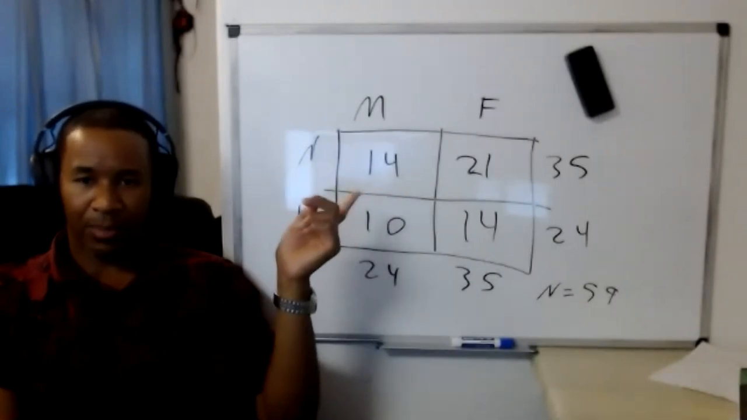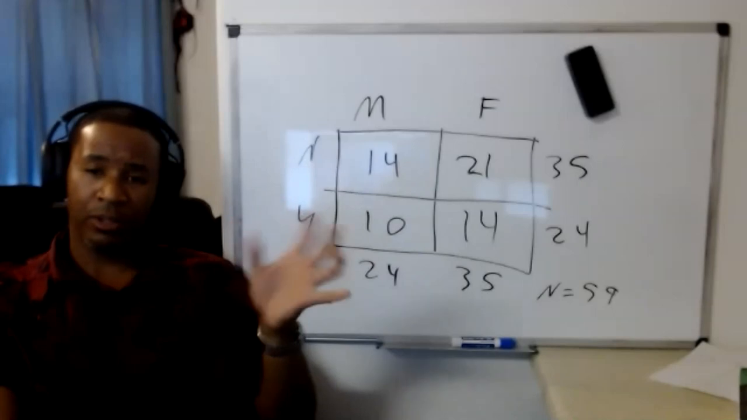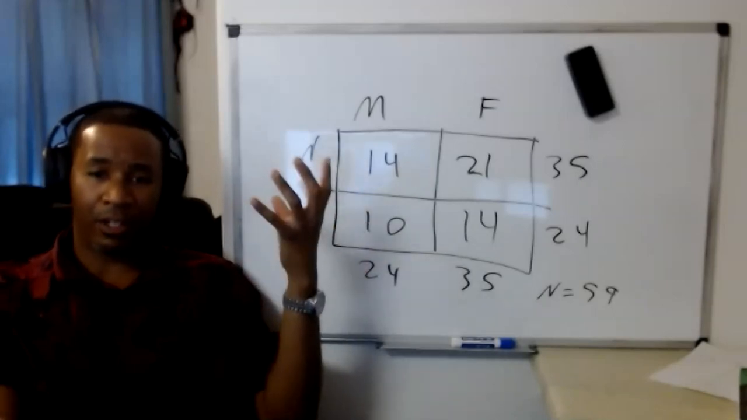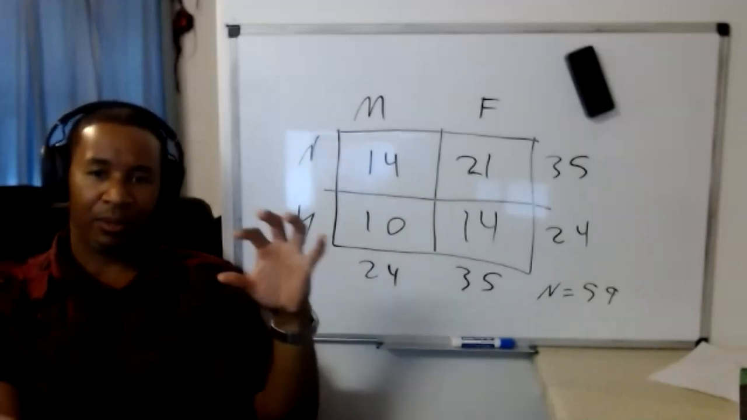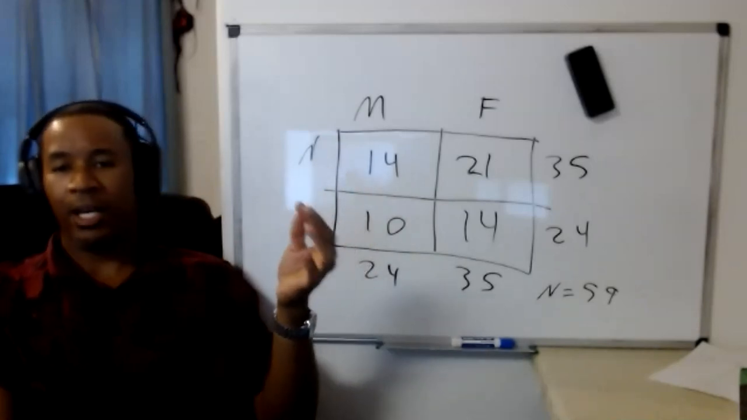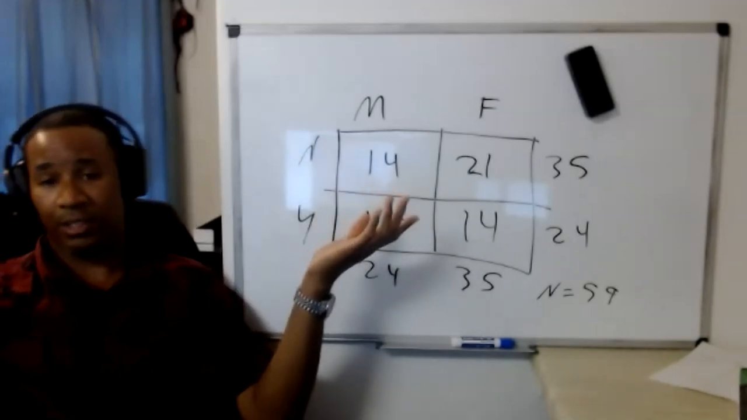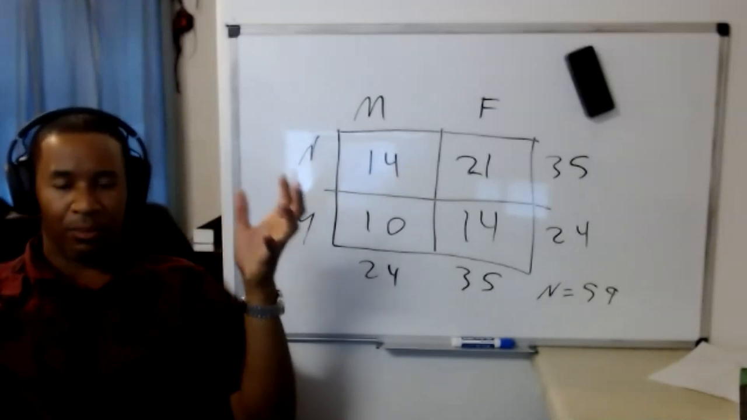Now, once we get our expected frequencies, like I said, what you do is you compare your expected frequencies to your observed. The further your observed frequencies are away from what you should expect to see, the more likely you are to be able to reject the null hypothesis, and the more likely you are to say that the two variables are related to each other in the population.